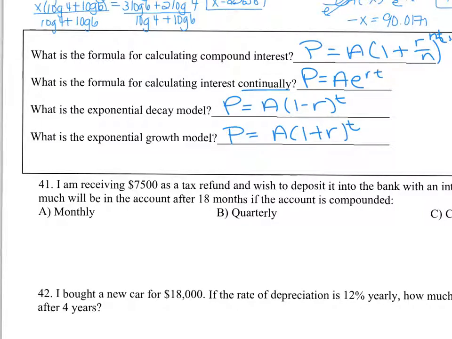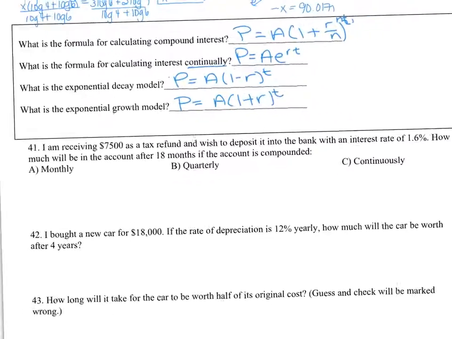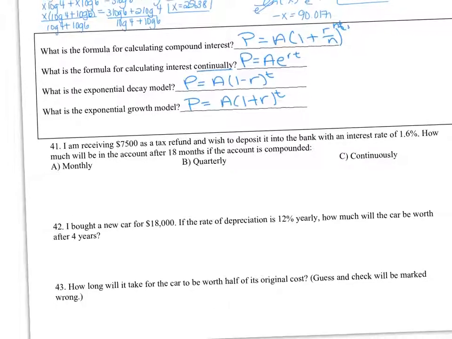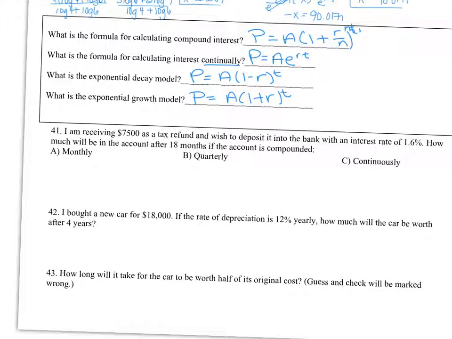So let's look at the first problem. It says, I am receiving $7,500 as a tax refund and wish to deposit it into the bank with an interest rate of 1.6%. How much will the account be after 18 months if the account is compounded monthly? So it's compounded monthly, so I'm using this formula. P equals A times 1 plus r over n, to the nt power.